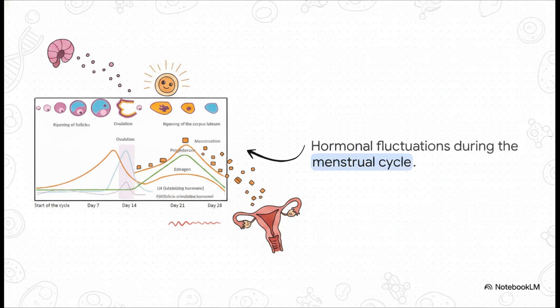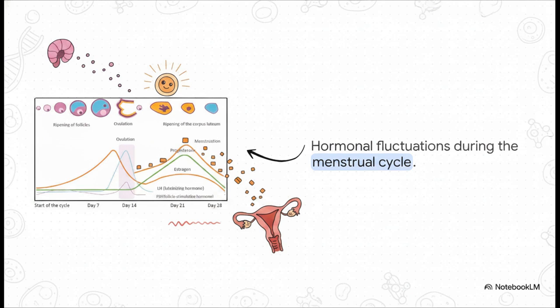First up, the pituitary gland releases FSH, or follicle-stimulating hormone. That causes an ovarian follicle to mature. And as it matures, it starts secreting estrogen. Next, we get a sudden spike in LH, luteinizing hormone, which triggers ovulation, the actual release of the egg, usually right around day 14. After ovulation, the leftover structure, called the corpus luteum, secretes progesterone to prime the uterus just in case a pregnancy happens.